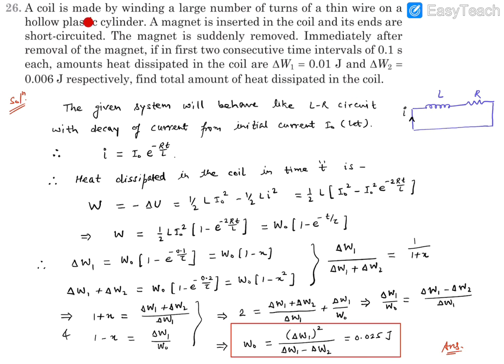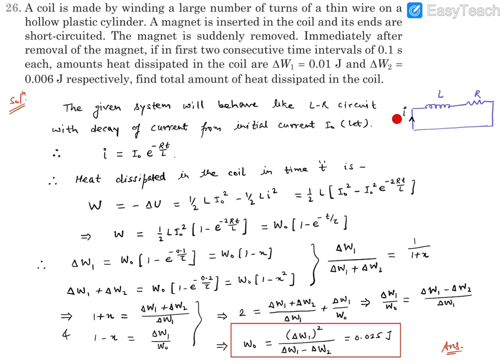So this is basically a large number of turns wound on a hollow plastic cylinder, which is kind of a solenoid. When the bar magnet was inside, it created a magnetic flux passing through it, and once it was suddenly removed, there will be a flux change. That flux change will produce some current, and this current will then decay to zero, and therefore it will generate heat because the coil has a resistance.